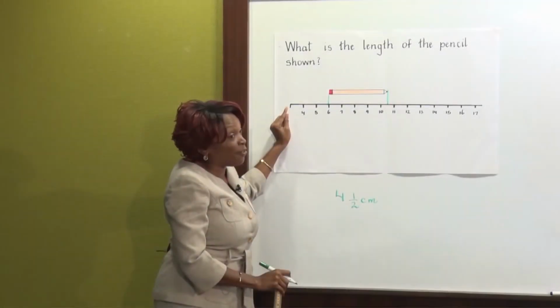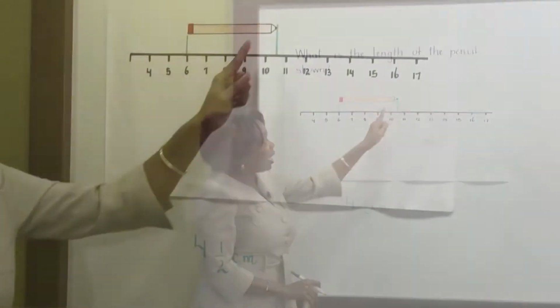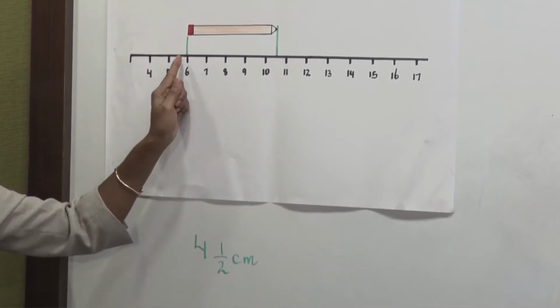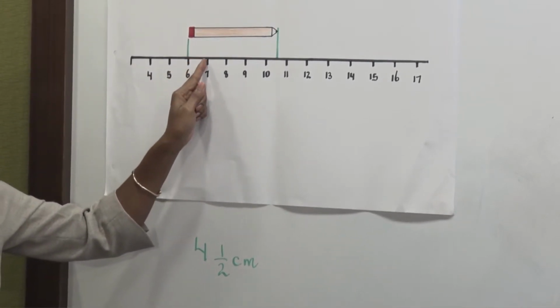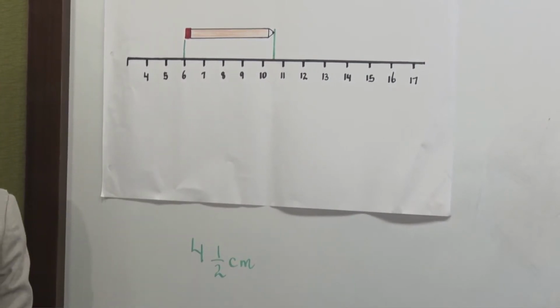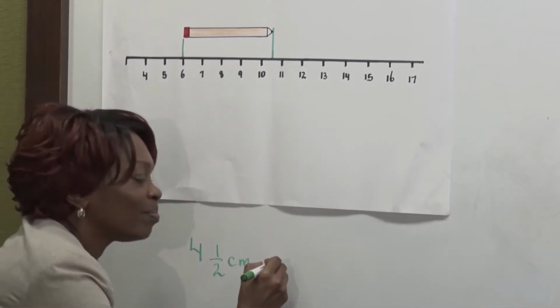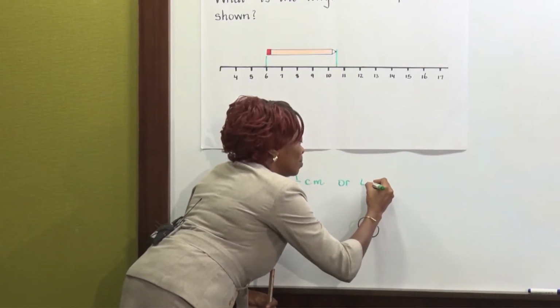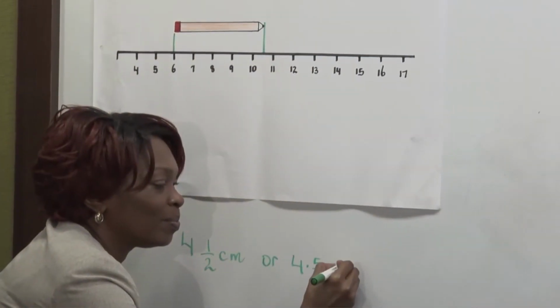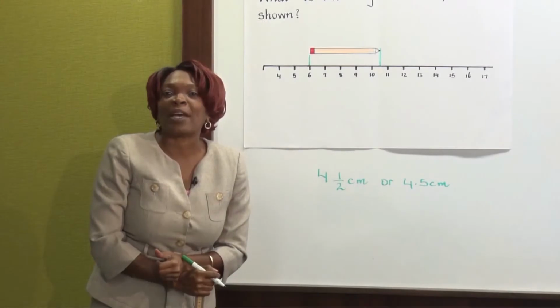Remember, you're not starting from zero. Look at where your starting point is. Look at where your ending point is. And remember to measure going straight across the ruler here. Are you seeing it? Some people may say this another way. Instead of saying 4.5 centimeters, we can say 4 and a half centimeters, because 1/2 is also equal to 0.5.